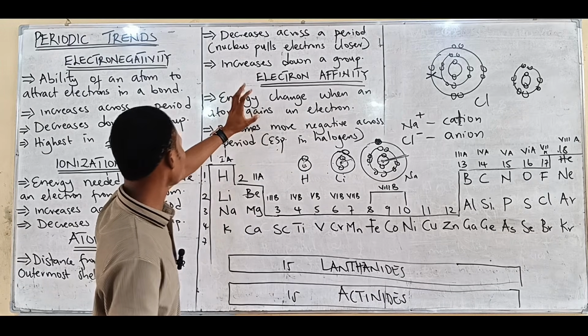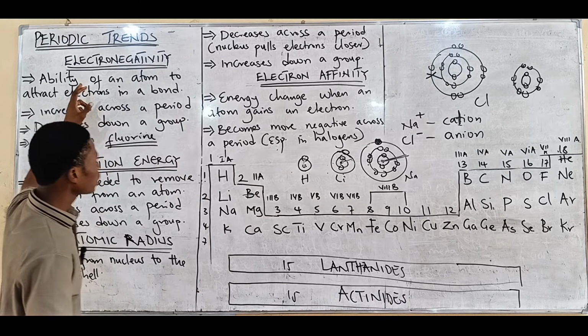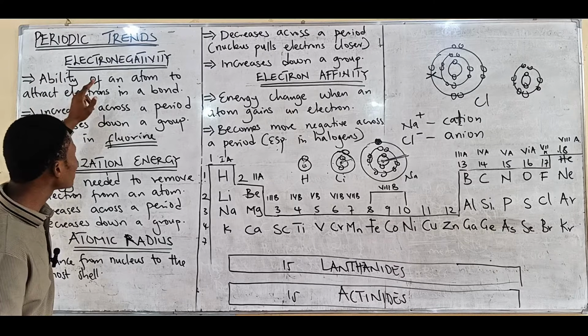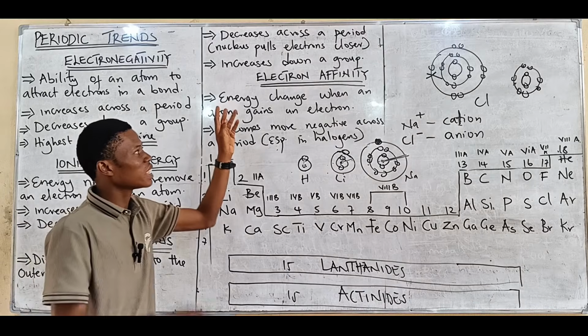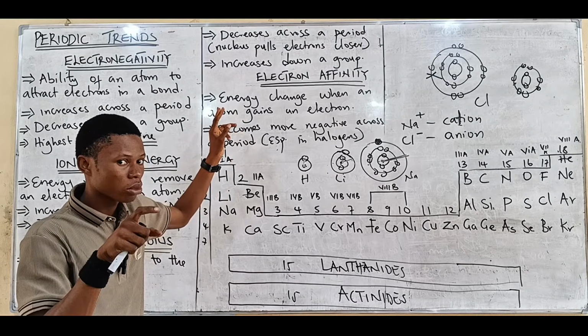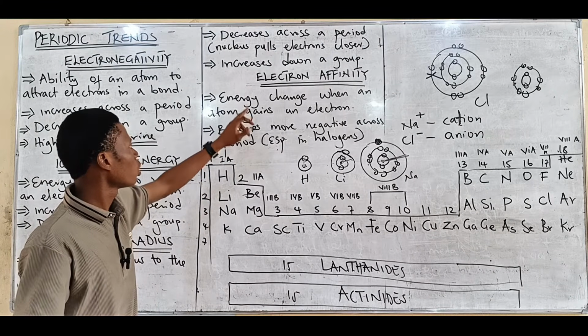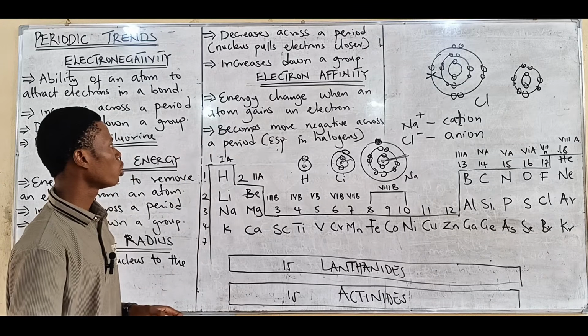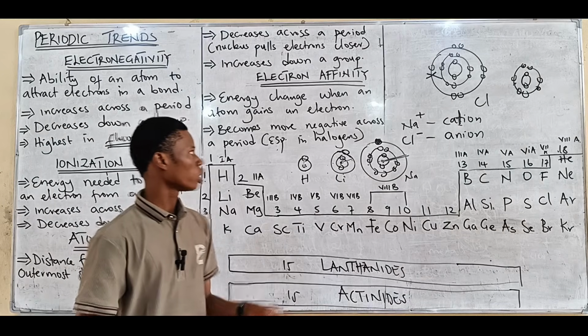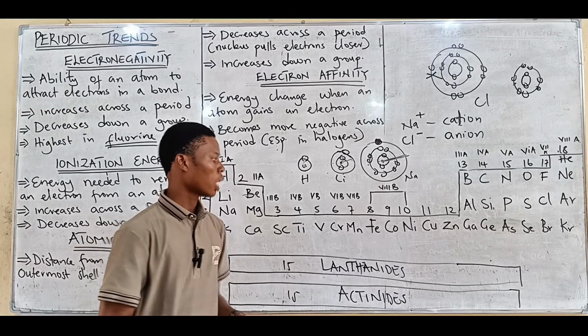Please don't confuse electron affinity with electronegativity. Electronegativity is the ability of an atom to attract electrons, while electron affinity is the energy change. So here we are talking about the energy change when an atom gains an electron, and it becomes more negative across a period, especially in halogens.